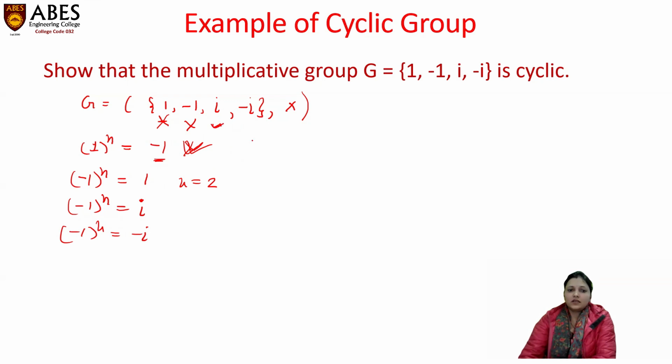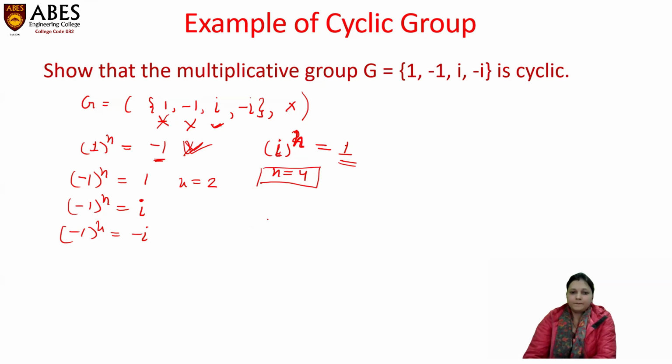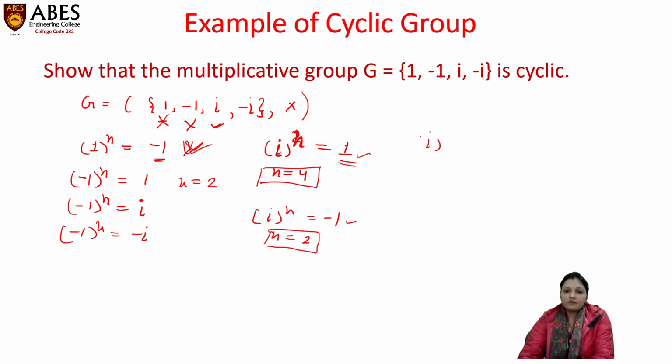Now I can take i. Can I generate 1 from i? We know that i square is minus 1. So if we take n is equal to 4, we will get 1. So at n is equal to 4, I can generate 1 from i. Can I generate minus 1 from i? i to the power something, can I get minus 1? Yes, we know that i square is minus 1. So I can also generate minus 1 from i. Can I generate minus i from i?